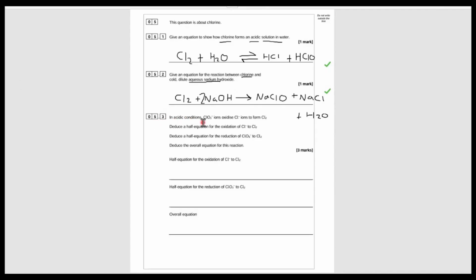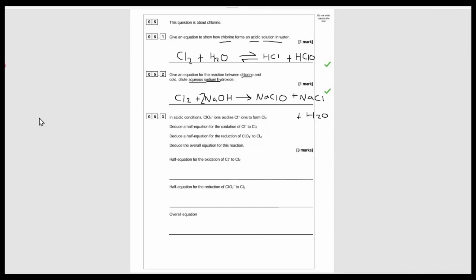In acidic conditions, chlorate ions oxidize chloride ions to form chlorine gas. Deduce the half equation for the oxidation of chloride ions to chlorine. It's not necessarily in gaseous form. Deduce a half equation for the reduction of chlorate to chlorine. Deduce the overall equation for the reaction, and this is worth a fat 3 marks. So why don't you have a go at doing these two half equations and then combining them to make the overall equation? Pause the video, have a go.